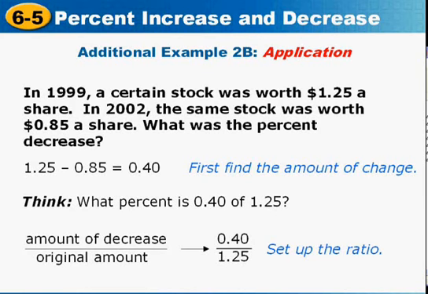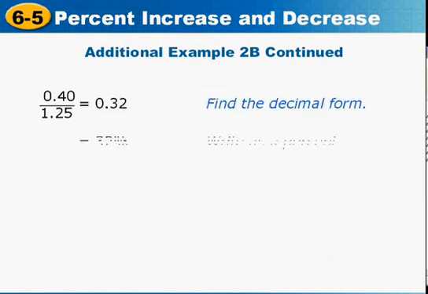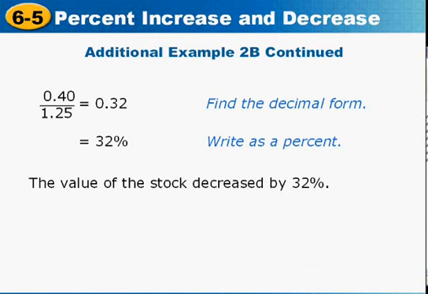Cannot say that enough. All you have to do at this point is change it to a decimal and a percent. So, change it to a decimal, top in, bottom out. You get 32 cents. And move the decimal place 2 places right. 32%. Don't forget to write whether it was a 32% decrease or 32% increase. So the value of the stock decreased by 32%.